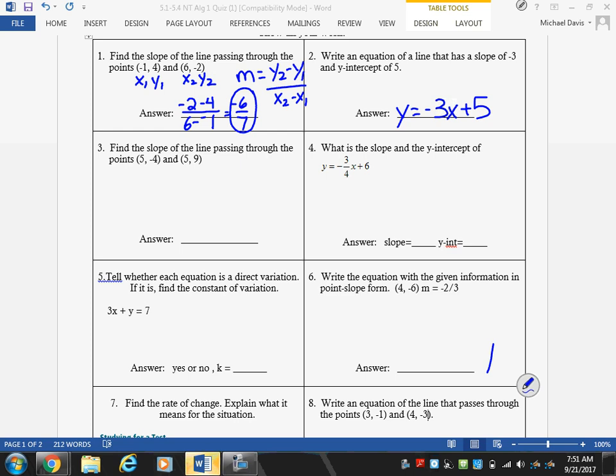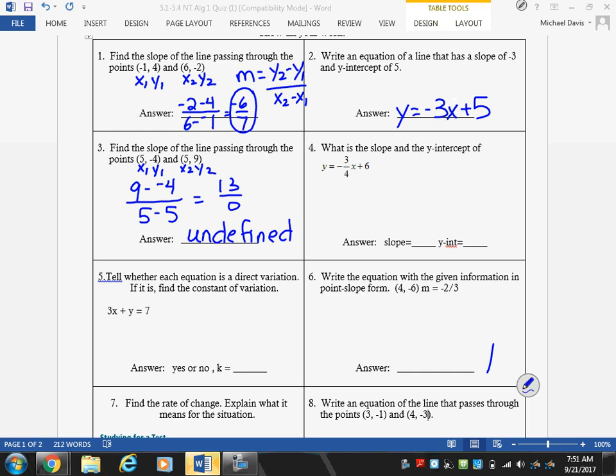Find the slope of the line passing through the points 5, negative 4, and 5, 9. Again, you have x1, y1, x2, y2. So it's 9 minus a negative 4 over 5 minus 5. So that ends up being 13 over 0. So the slope, because you're dividing by 0, is undefined.